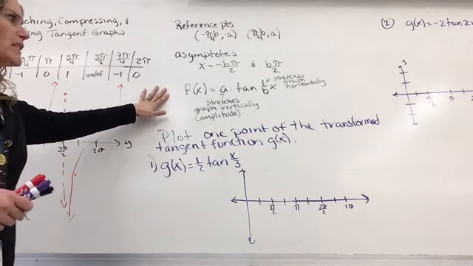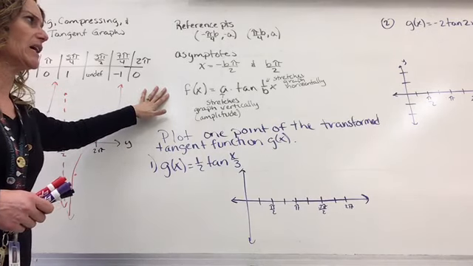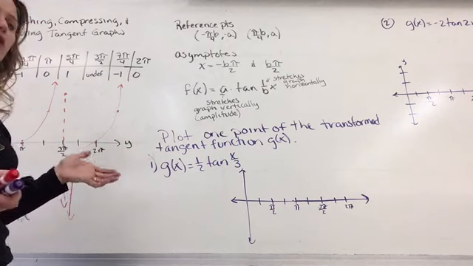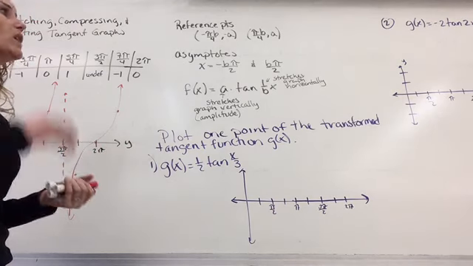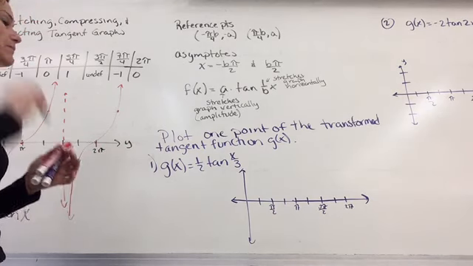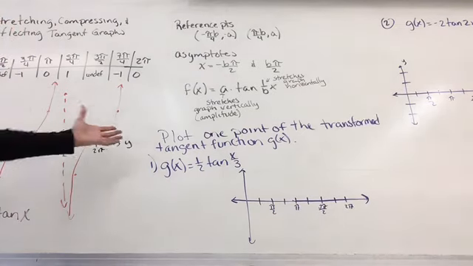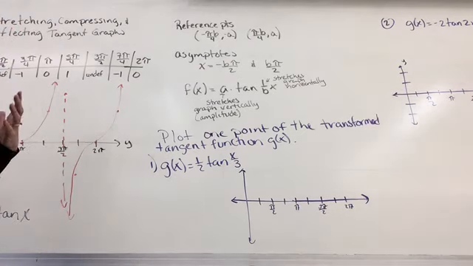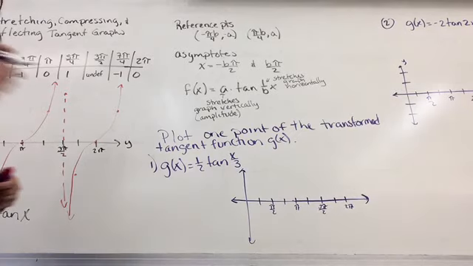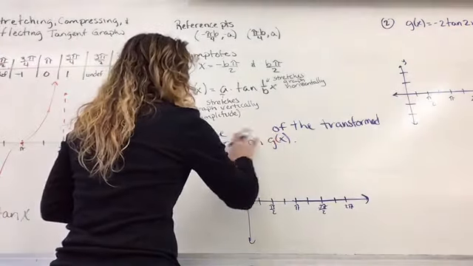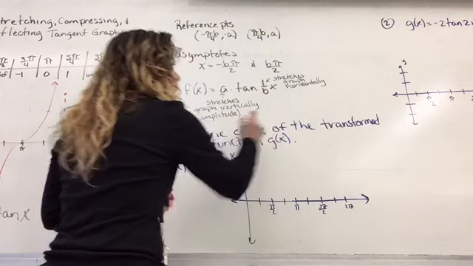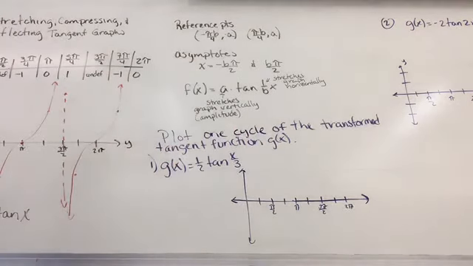Generic function f of x equals a times tangent of 1 over b times x. A still stretches the graph vertically. It's still our amplitude. 1 over b stretches the graph horizontally. So we're going to plot one point, or one, not point, I think that's a misprint. We're going to plot one cycle of the transformed tangent function.